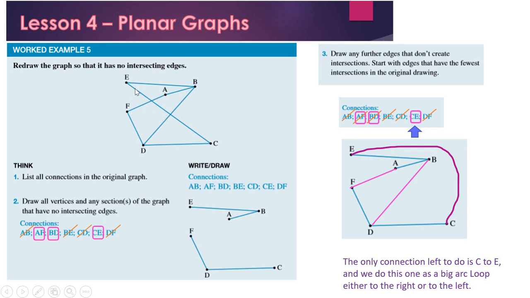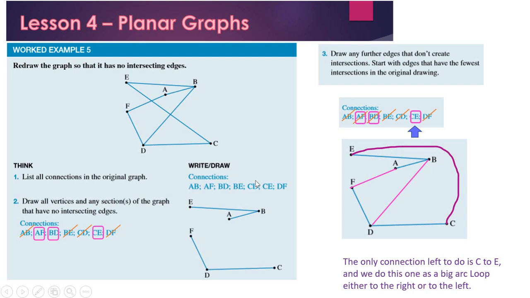So the first thing to do is to list all the connections you've got in the original graph, because when you redraw it at the end, you've got to make sure you've still got all the same connections. So I've got AB, AF, BD, BE, CD, CE, and DF. And we'll take the book's word for that, that's all correct. It looks correct when we check it out against the drawing.